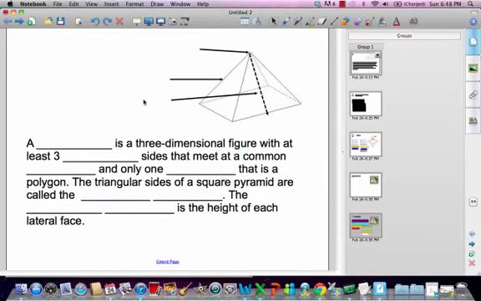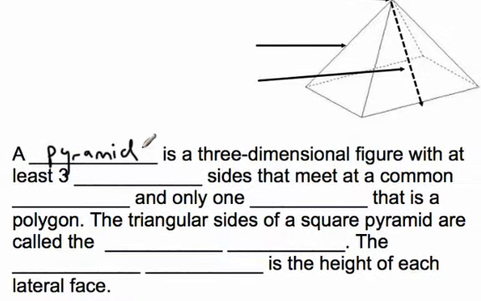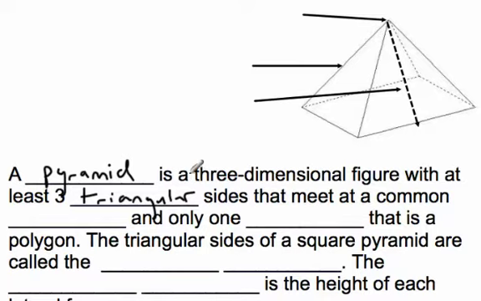Alright, I hope you remember this shape right here. It is called a pyramid, so I'm going to write that on the line right here. A pyramid is a three-dimensional figure with at least what are the sides here? Look at all the sides. They're all triangles, right? With at least three triangular sides that meet at a common, where do they all meet, all these triangles? They meet up here. That is called a vertex.